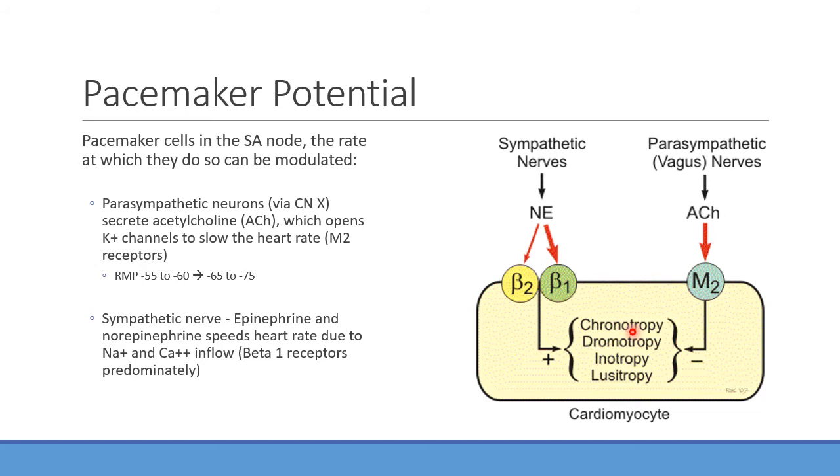Now, when I say chronotropy, anyone know what that means? That's actually the heart rate itself, right? So if I have a positive chronotrope, that's going to increase heart rate. If I had a negative chronotrope, that would slow down the heart rate. So it's just the rate itself, okay?